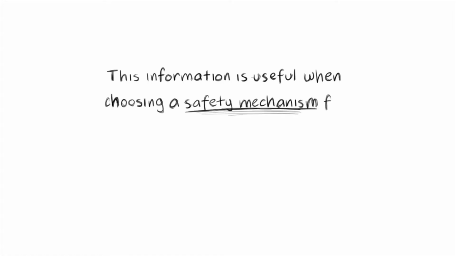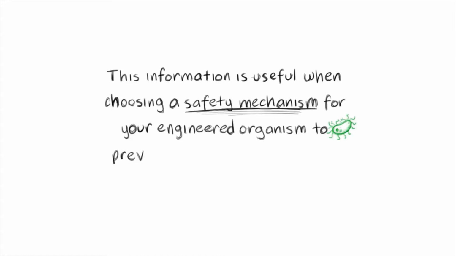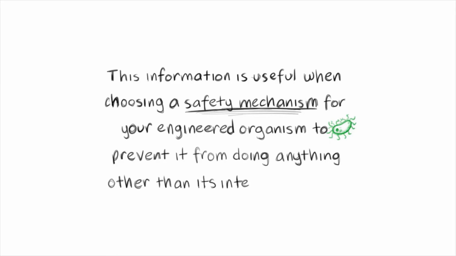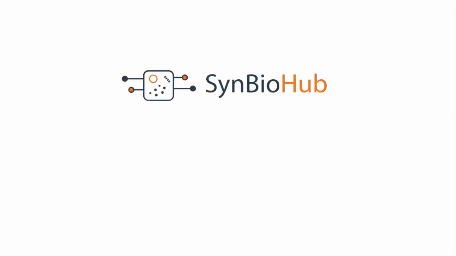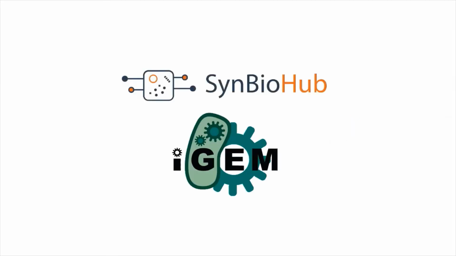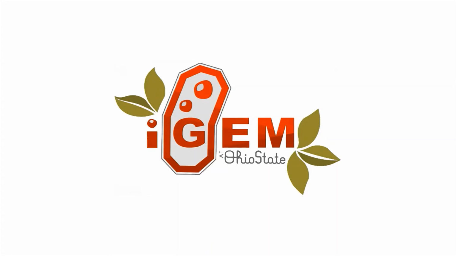This information is useful when choosing a safety mechanism for your engineered organism to prevent it from doing anything other than its intended purpose. SynBioHub and the iGEM registry are good registries to find specific parts on. Additionally, Ohio State's 2020 iGEM team has worked on biocontainment mechanisms, and more information can be found on their wiki page.